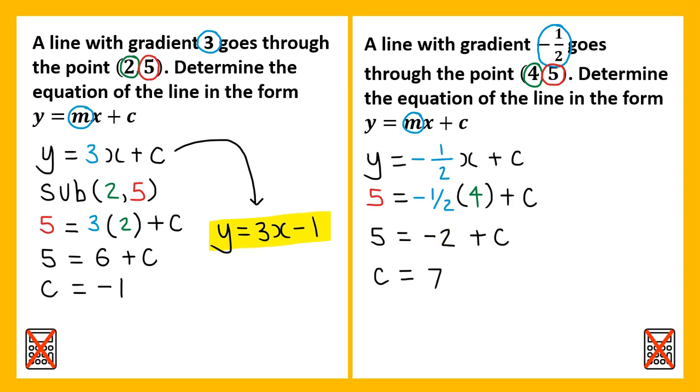So c is equal to 7. Again, rewrite the original equation, but using my known value for the y-intercept. So my final answer is y equals negative a half of x plus 7.